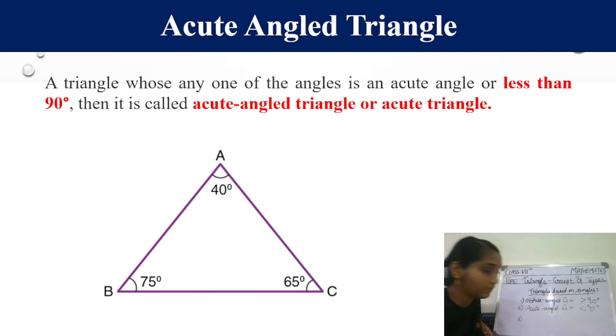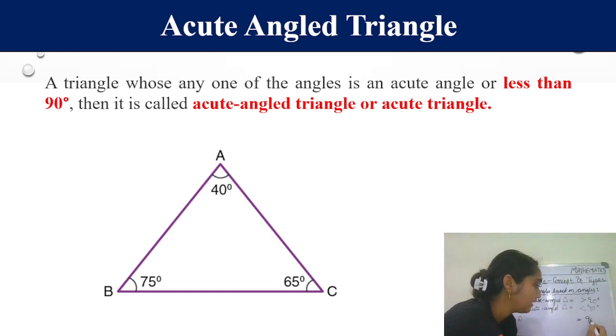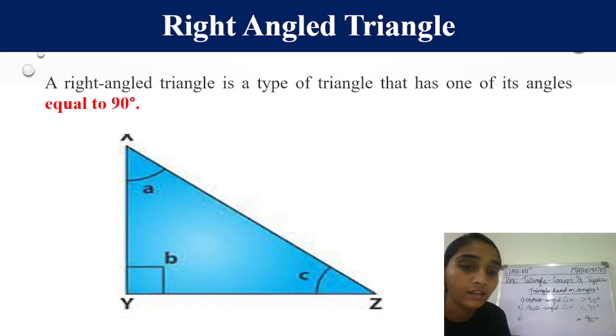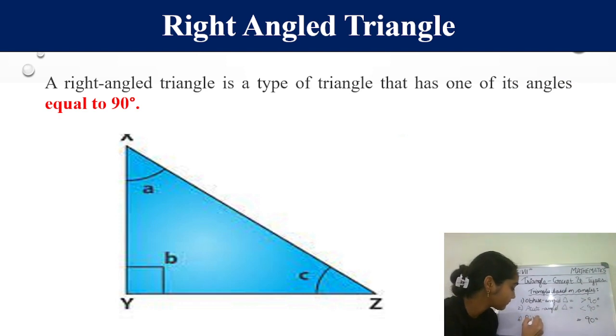Now let us discuss the third type of triangle, students. What do you think the third type will be? We have seen greater than 90 degrees and less than 90 degrees. Now which type of angle are we going to see? Yes, very good. If it is equal to 90 degrees, what name are we giving? It is a right angle triangle if one of its angles is 90 degrees. Right angled triangle.